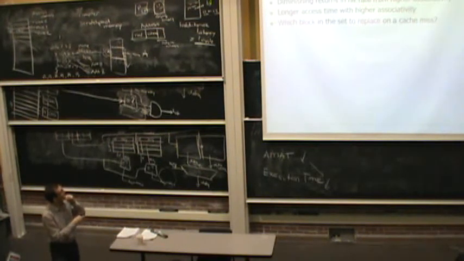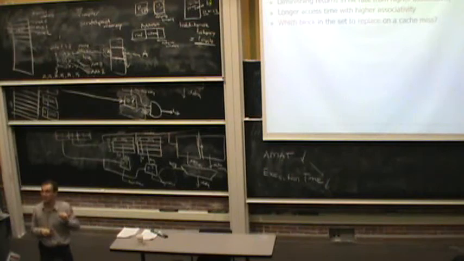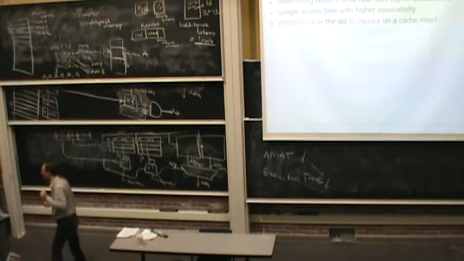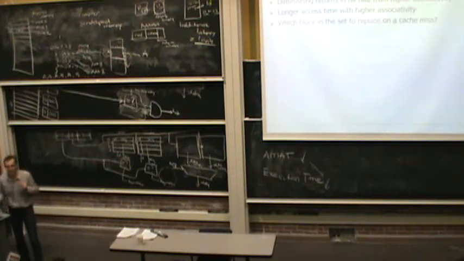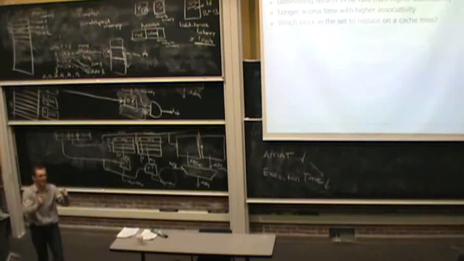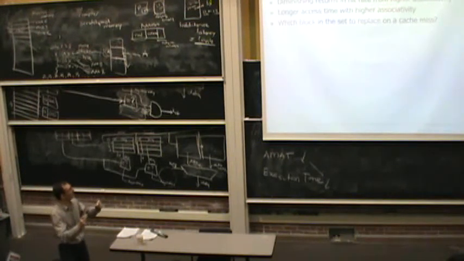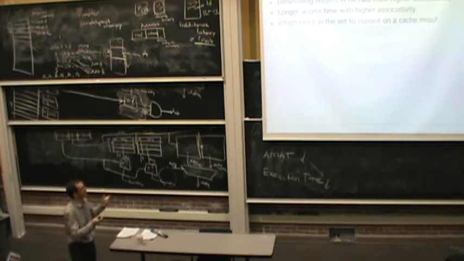Okay, we already talked about this. So once you have an associative cache, you have the question, which block in the set to replace on a cache miss? Now, this is not a problem in a direct map cache, right? Because in a direct map cache, you have only one block that you can replace. So you have to replace that one.